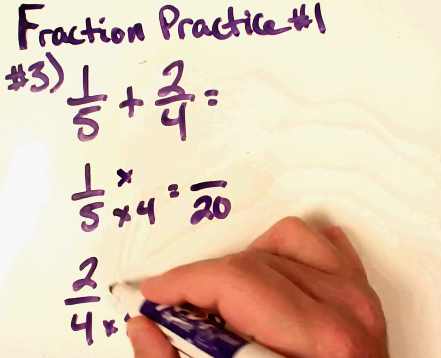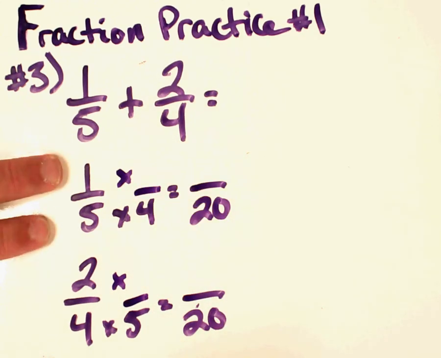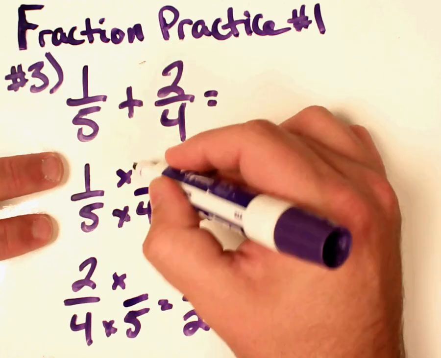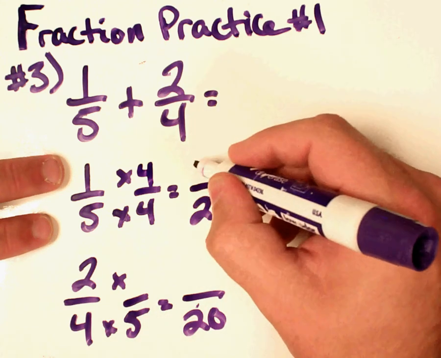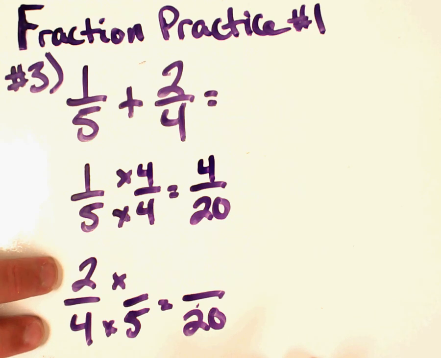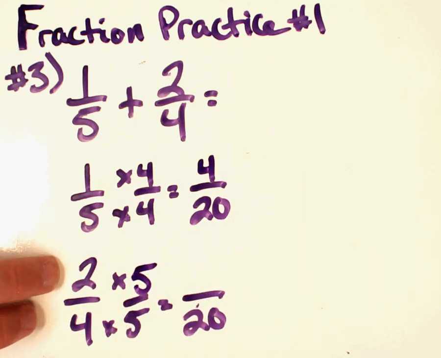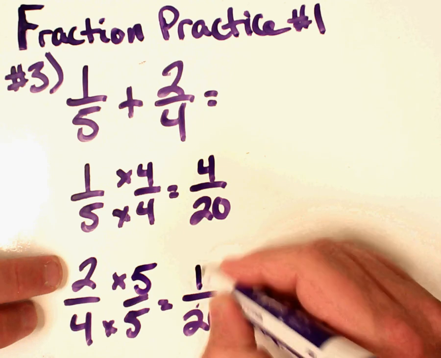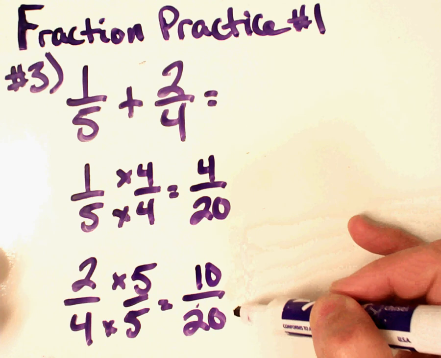For my numerators, I have to multiply by something. Remember, I must multiply whatever I multiplied my denominator by. I must multiply the numerator by the same number. So in this case, it's a 4. 4 times 1 is 4. For this fraction, multiply the denominator by 5. Therefore, I must multiply the numerator by 5. 2 times 5 gives me 10. So my two new fractions are 4/20 and 10/20.